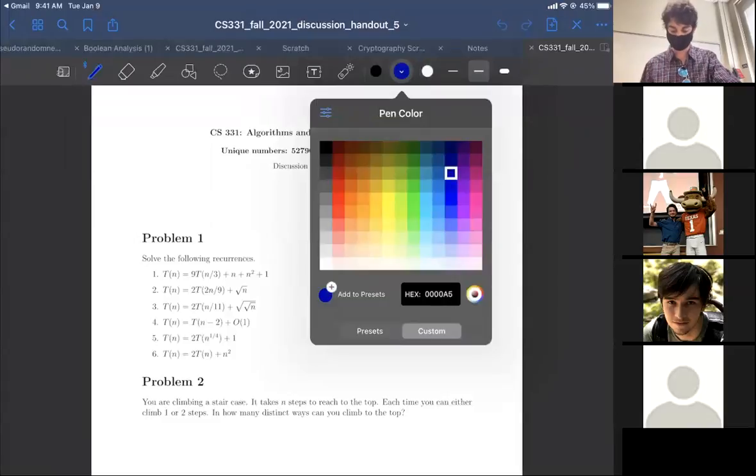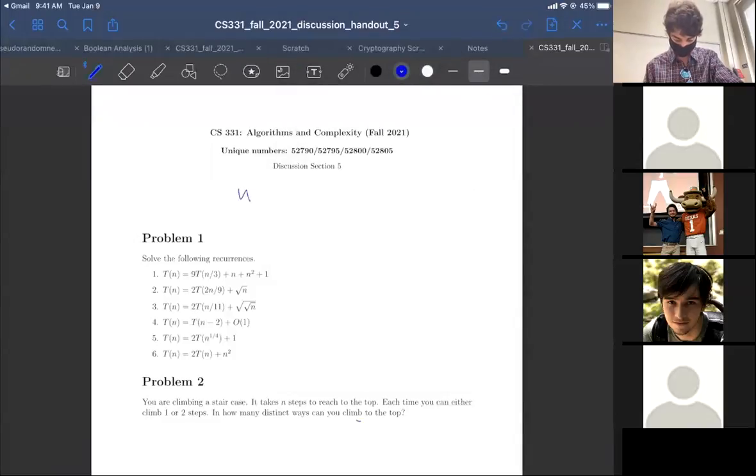I'll switch my pen color so you can see it a bit better. Okay, looks good. So today we're going to talk about divide and conquer and recurrences.